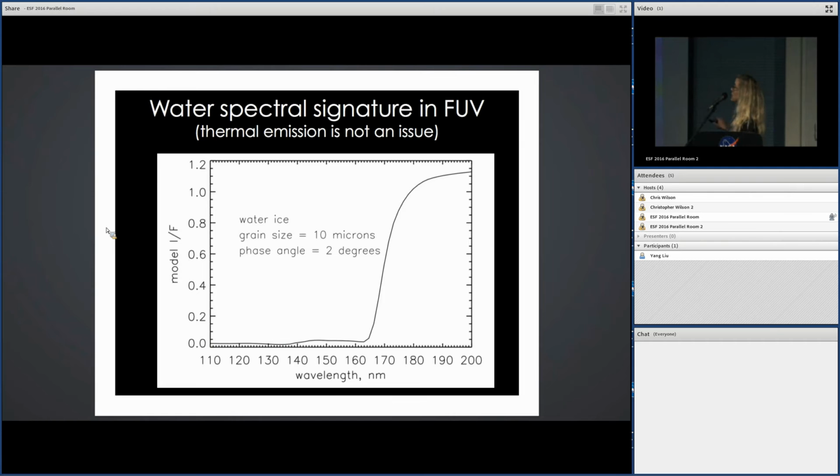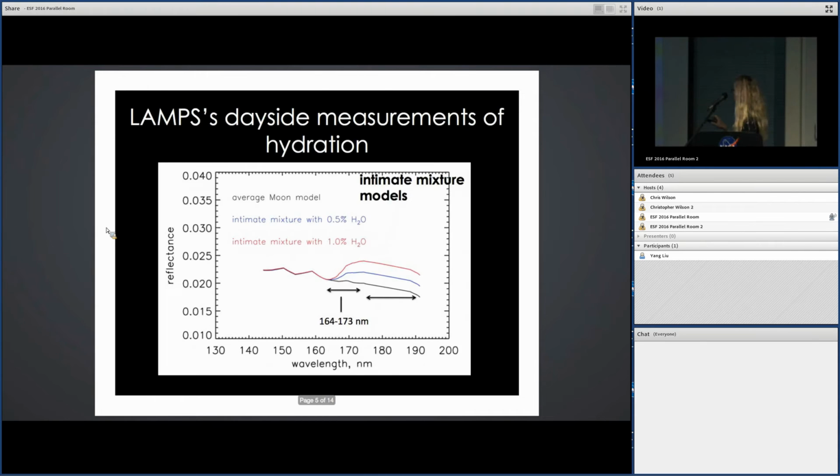The point here is that this is a very strong absorption edge, actually stronger than the 3 micron absorption. So LAMP is potentially very capable of sensing small amounts of hydration. Our models of hydration are shown here, where the spectral reflectance of different parts of the lunar surface is spectrally blue, as we just heard, meaning the spectrum increases towards shorter wavelengths. This is in the far UV, 130 to 200 nanometers.